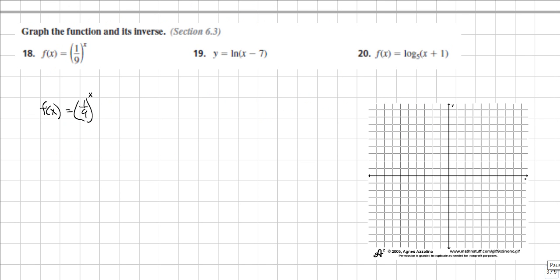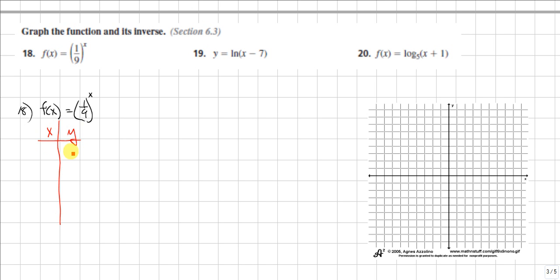Okay, the next problem says graph the function and its inverse, and I'll probably state the domain and range and the asymptote also. So the first thing we want to do is come up with the parent function. Well, if we look at number 18, that is a parent function, so let's go ahead and get some points to plot. So on my parent table, I'm going to have x and I'm going to have y. And let's pick some values.